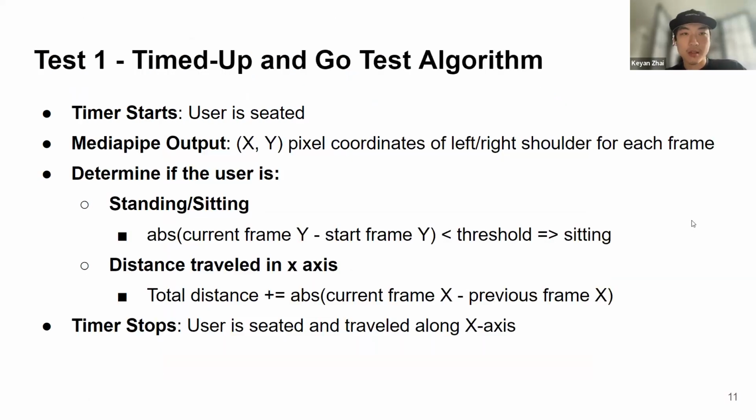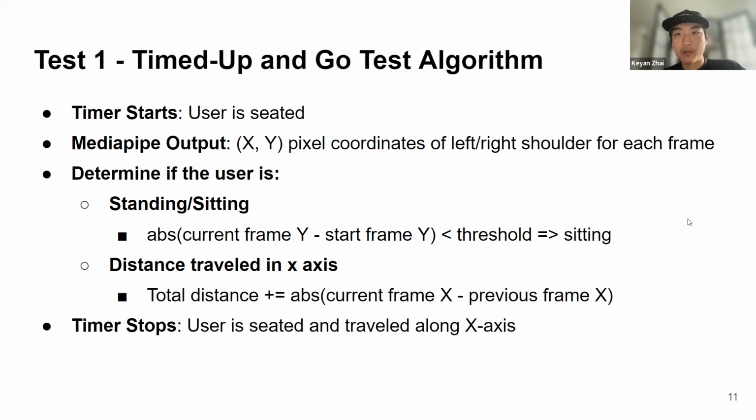To automate the tug test, we utilize the output of Mediapipe to get the X and Y pixel coordinates of the left and right shoulder. We leverage the fact that the user is initially seated to determine if the user is sitting, standing, or walking. We know that when the user stands, both shoulders will go up in the Y direction. As a result, we measure the distance between the current frame shoulder Y coordinate to the initial frame shoulder Y coordinate to determine if the user is standing or sitting.